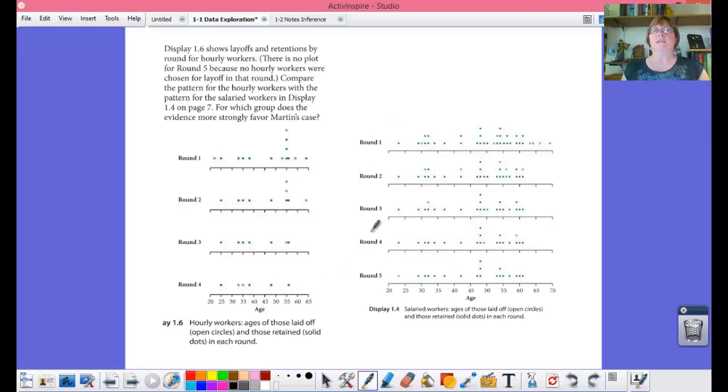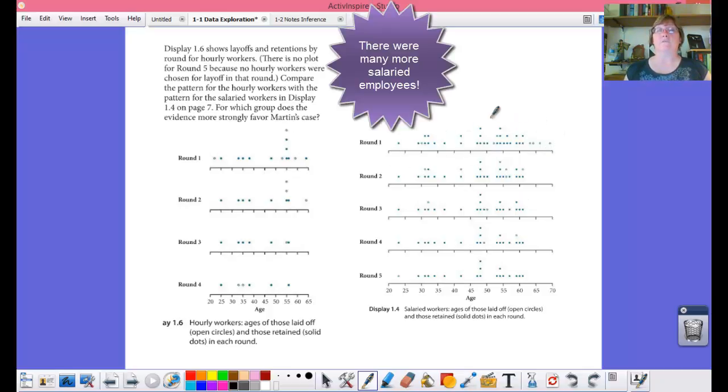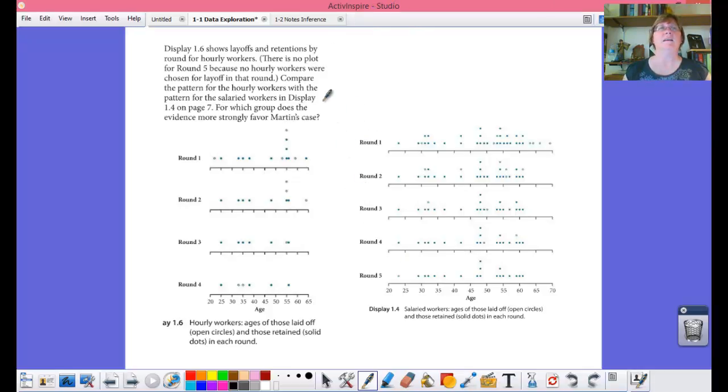As you look at this graph, this is the same comparison only with the salaried workers in this company. Open dots say they were laid off, closed dots say they were retained. And you can see, obviously, there were many more hourly employees. Taking a look, though, at which ones are open circled and which ones are dotted, it's hard to see on this video. You might see it better in your textbook. This display is on page 7, and this one on page 5, I believe.